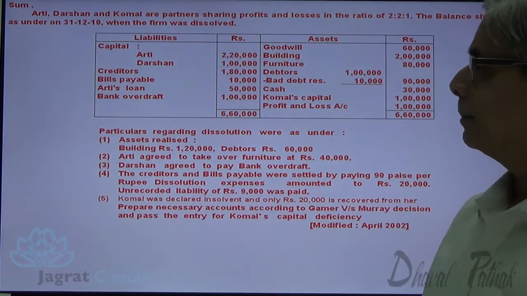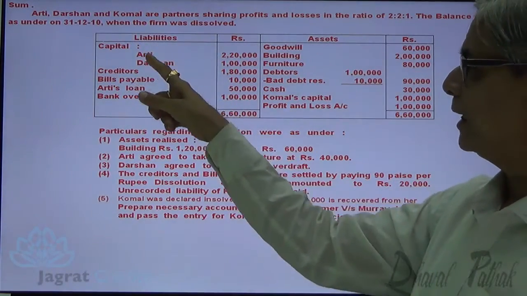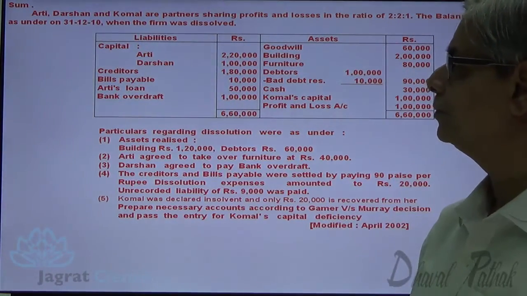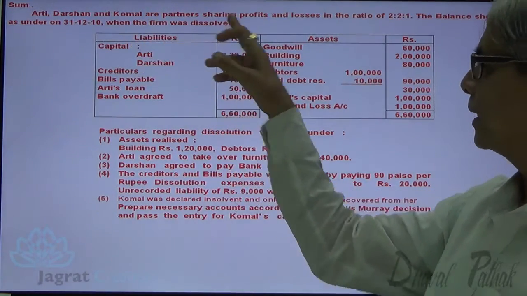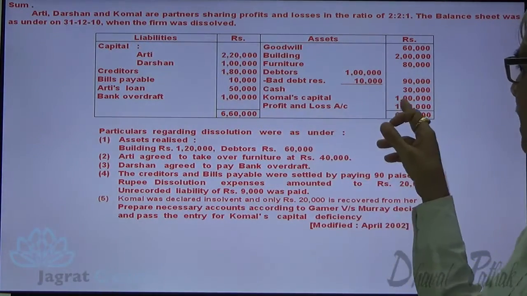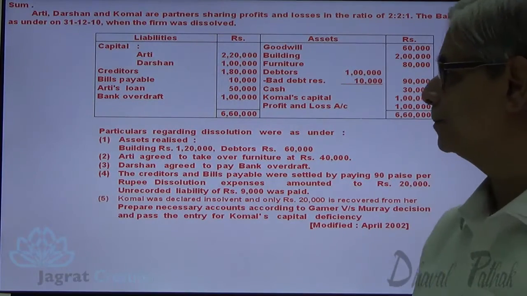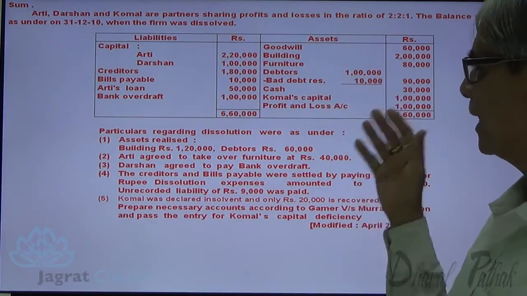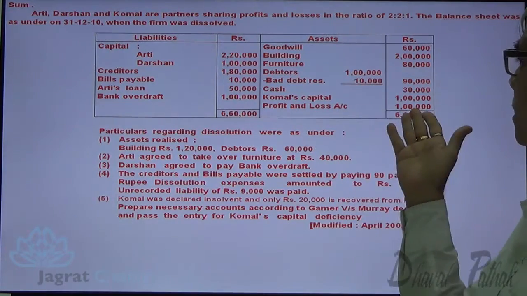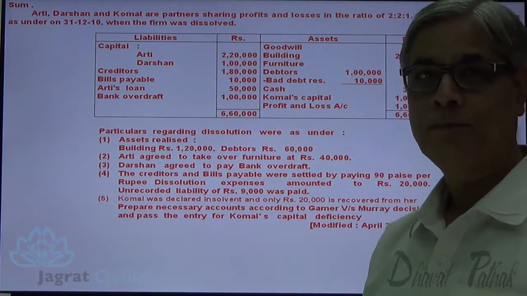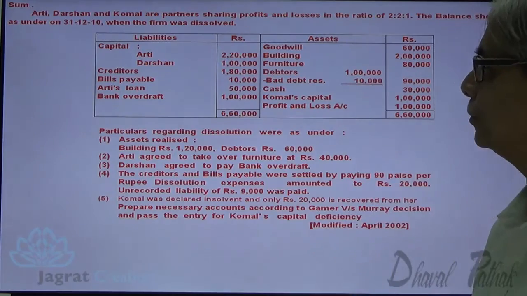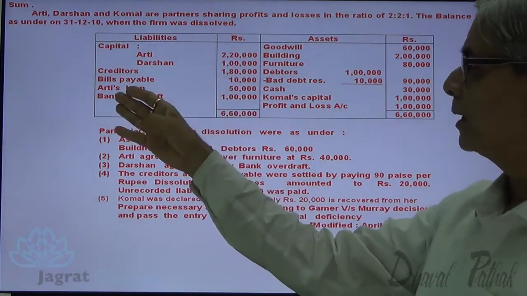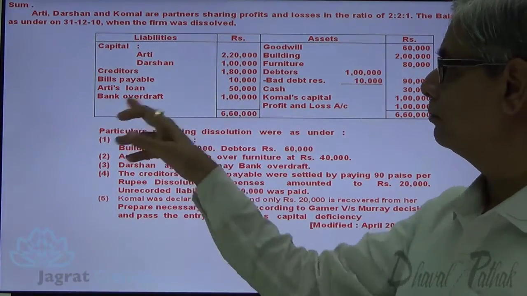Look at the details of the balance sheet. Capital of Aarti and Darshan. Komal is also a partner, but Komal's capital holds a debit balance of 1 lakh. Goodwill, building, furniture, debtors, cash, profit and loss. 1 lakh is also loss. Debit balance 1 lakh. Creditors, bills payable, Aarti's loan, bank overdraft.